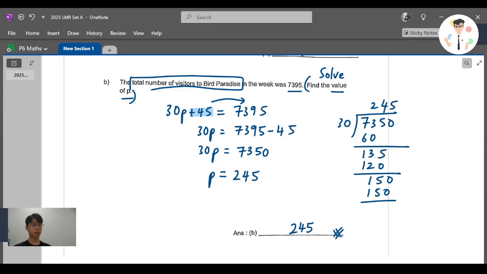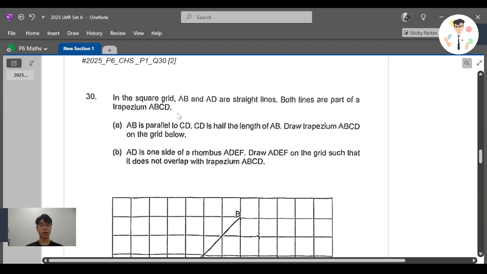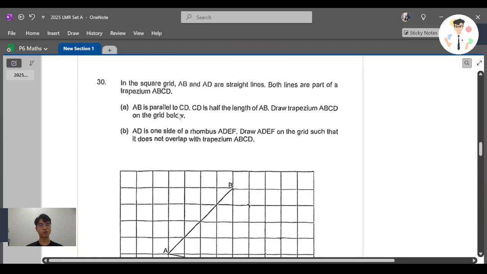It's a very simple question. Basically, perhaps there's nothing tricky here. But again, it's just a reminder on how you are actually solving this algebra question. Let's look at the next question. The next question is from CHS Paper 1, question 30. And it's a kind of a drawing question.